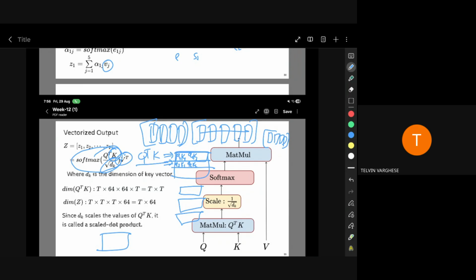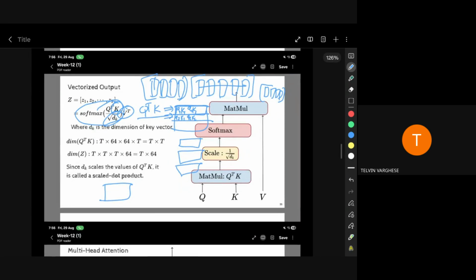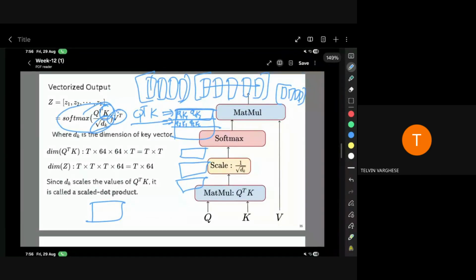But DK is a singular value, right? It is a single value, yes. So K's value will also be singular. No. See, let's say this is a K matrix, of size 64 cross 64. So DK here will be 64. In this example, 64 cross T is there. So DK would be 64. Will DK be 64? That is correct. Yes. DK will be 64 in this case.